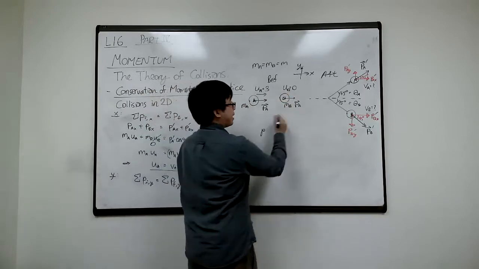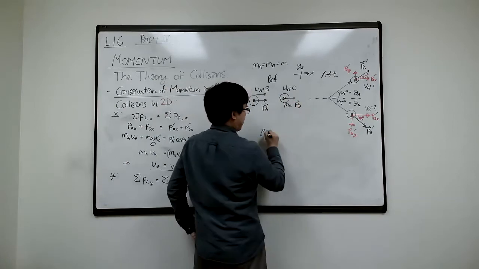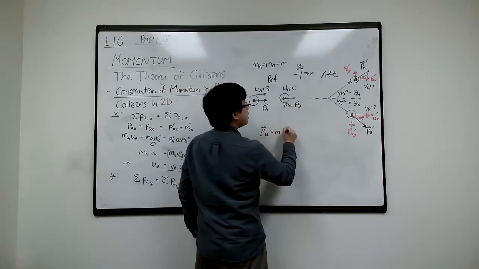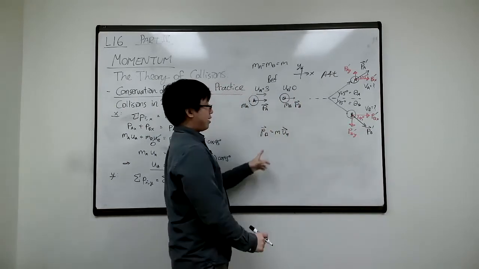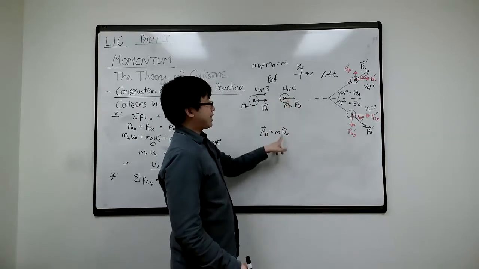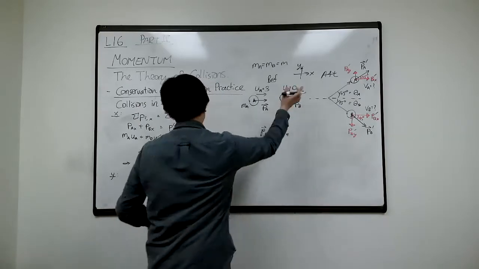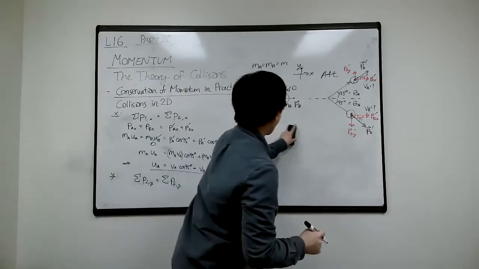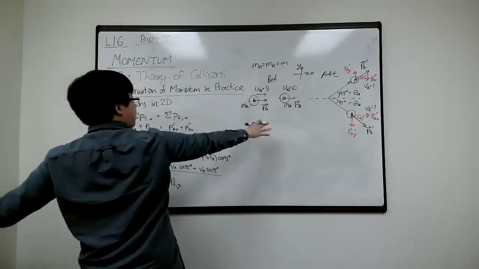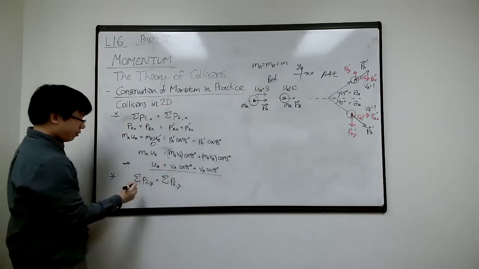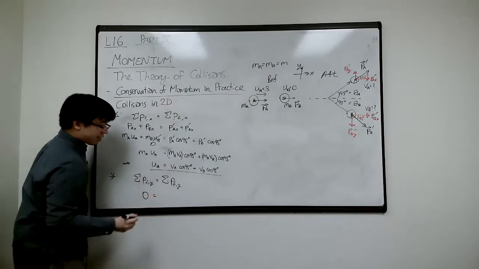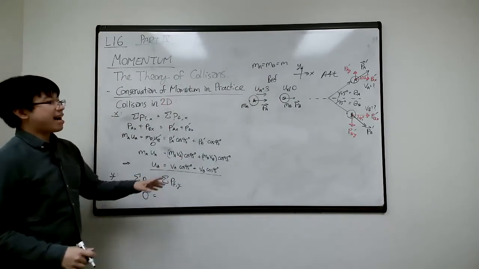So PB. PB is MUB, like this, the initial, right? So, but this guy is 0. It's not even moving. So what's the total y momentum initially? It's just 0. So you have 0 over here. So I'll just skip writing that down.